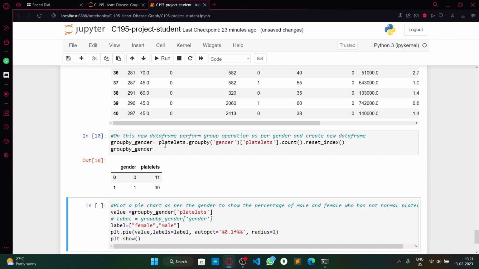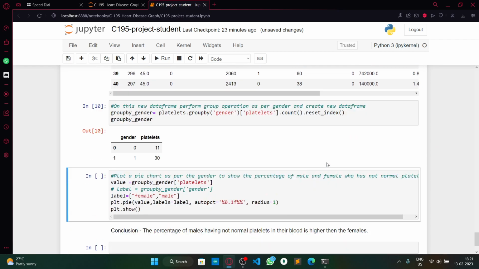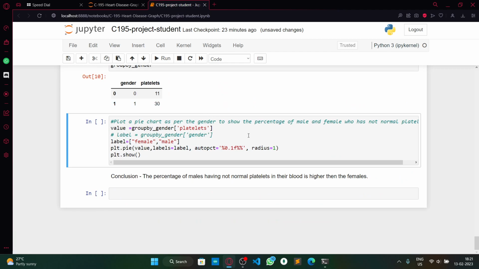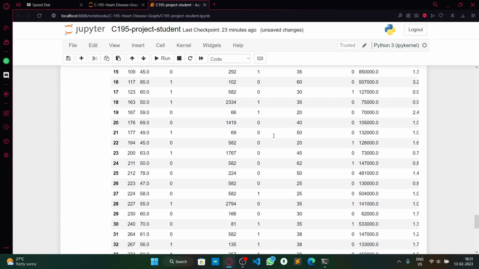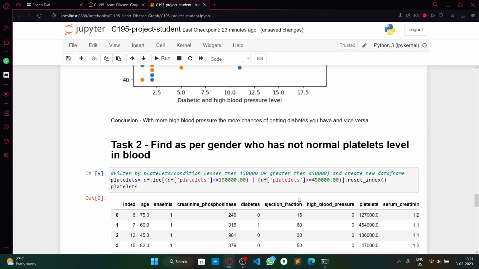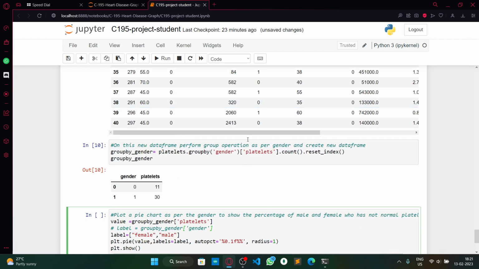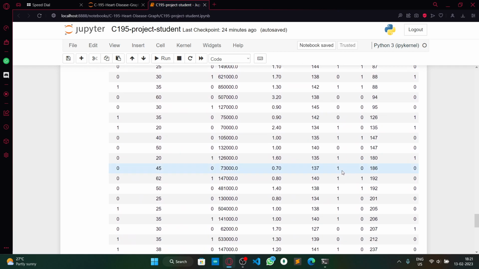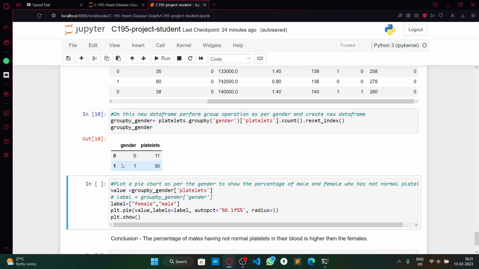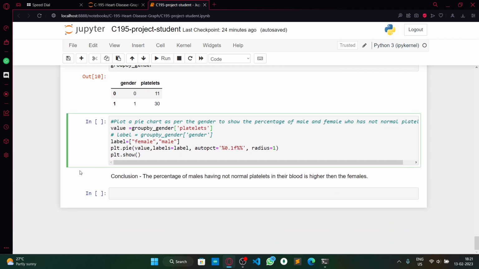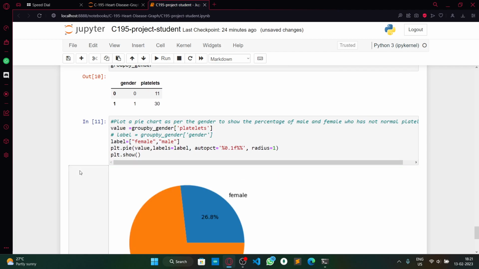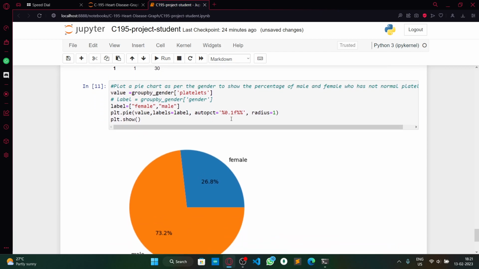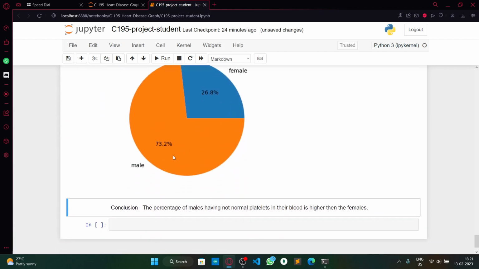So here gender zero is I think female and one is a male. Yeah, zero is female and one is a male. Or it can be vice versa because I did not read the thing before. I think I'll just see the gender part once more. So yeah, gender has ones and zeros. I think probably one will be male and zero will be female, and we'll just assume it for now. And then if you plot a graph, you get female 26% and male 73%.